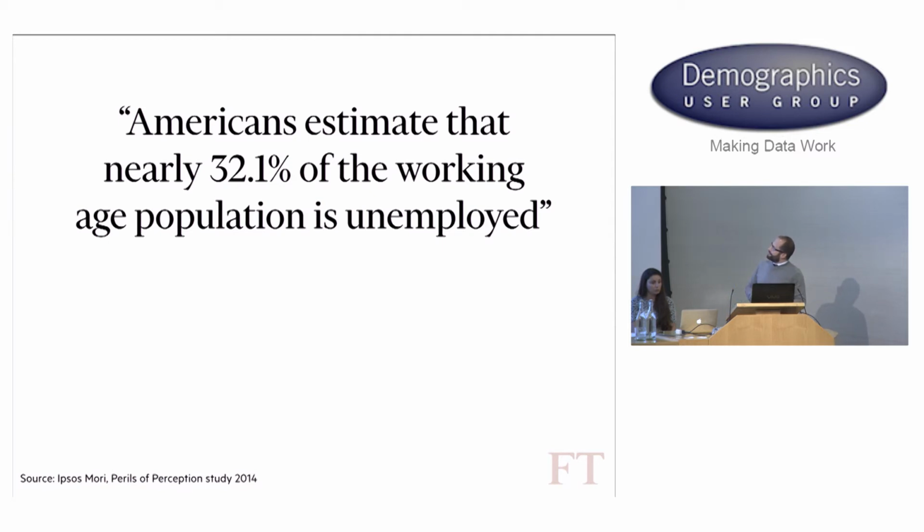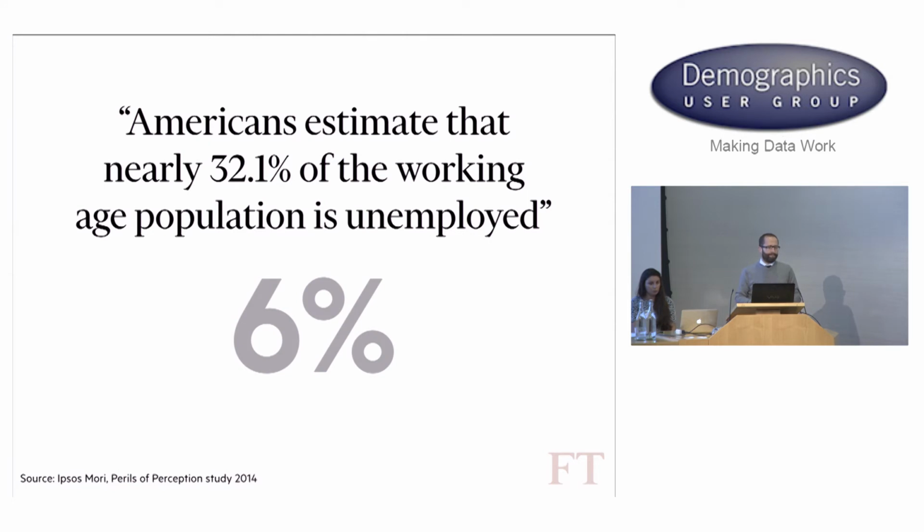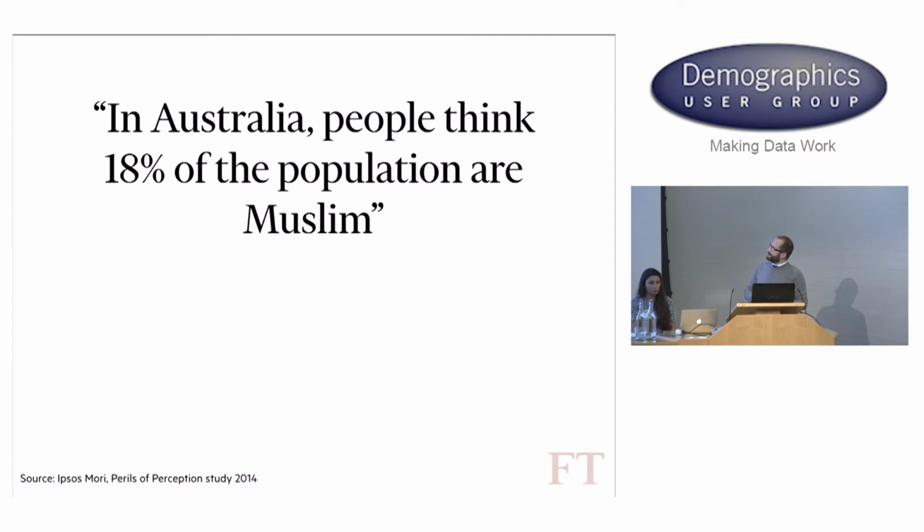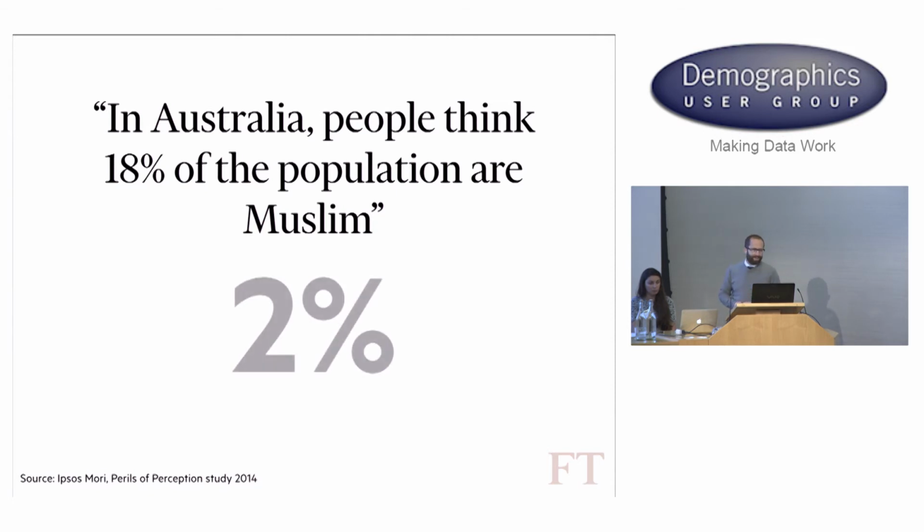Americans estimate that nearly 32.1% of the working age population is unemployed, according to Ipsos Mori. Who knows roughly what the real figure is? 6%. Okay. Even better, this is one of my favourites. Australians think that 18% of their population are Muslim. What do you think it really is, according to census? 2%. You know, way out. And this is on fairly fundamental stuff.